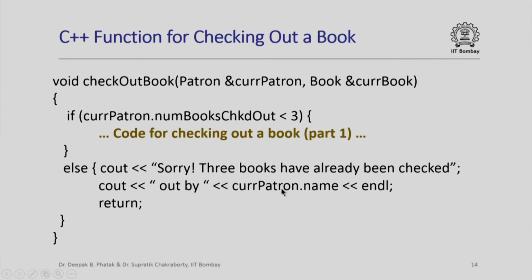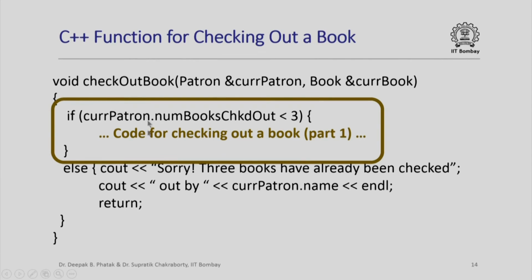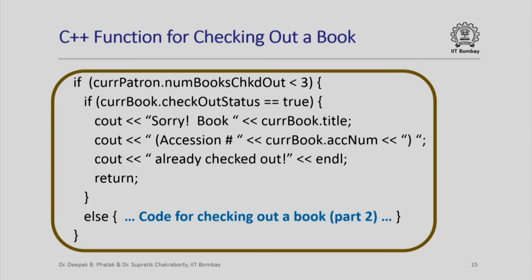Now how does the code for this part, which is when the number of books checked out is indeed less than 3, look like? Well, here is how it might look like. Even if the number of books checked out by current patron is less than 3, we have to first check if the book has already been checked out by somebody. So we have to first check whether the checkout status of current book is indeed true, and if so, it means that the book has already been checked out. So we have to say, sorry, this book with this accession number has already been checked out.